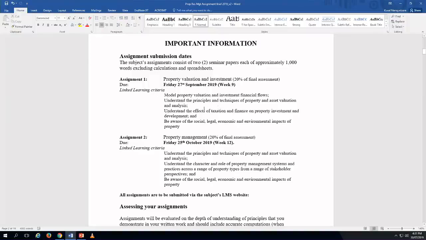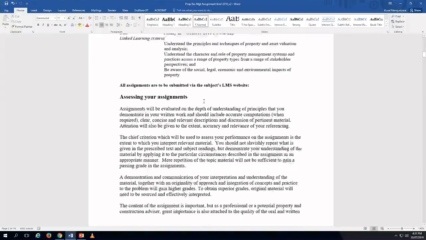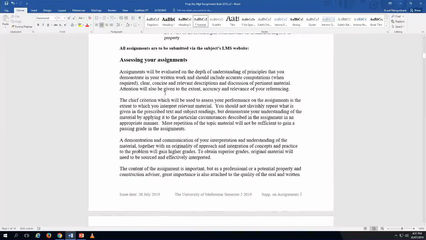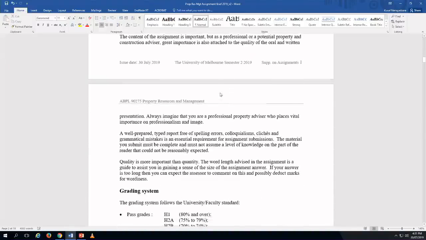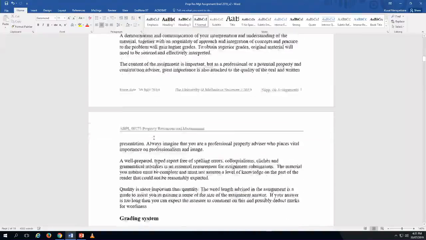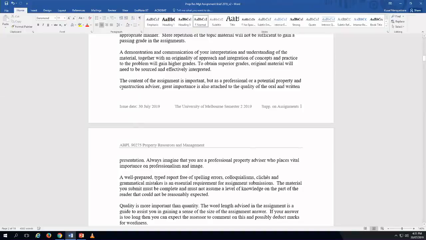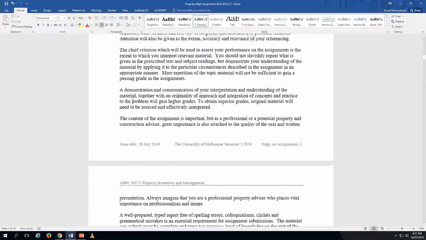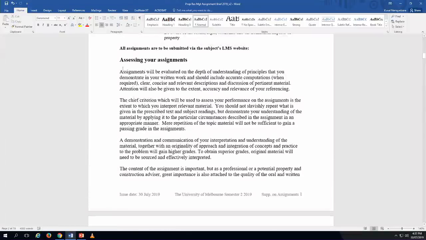These are the learning criteria I have already discussed. Assessing your assignment. Right, you can go through this. So I'll go through. Again, assessing your assignment.